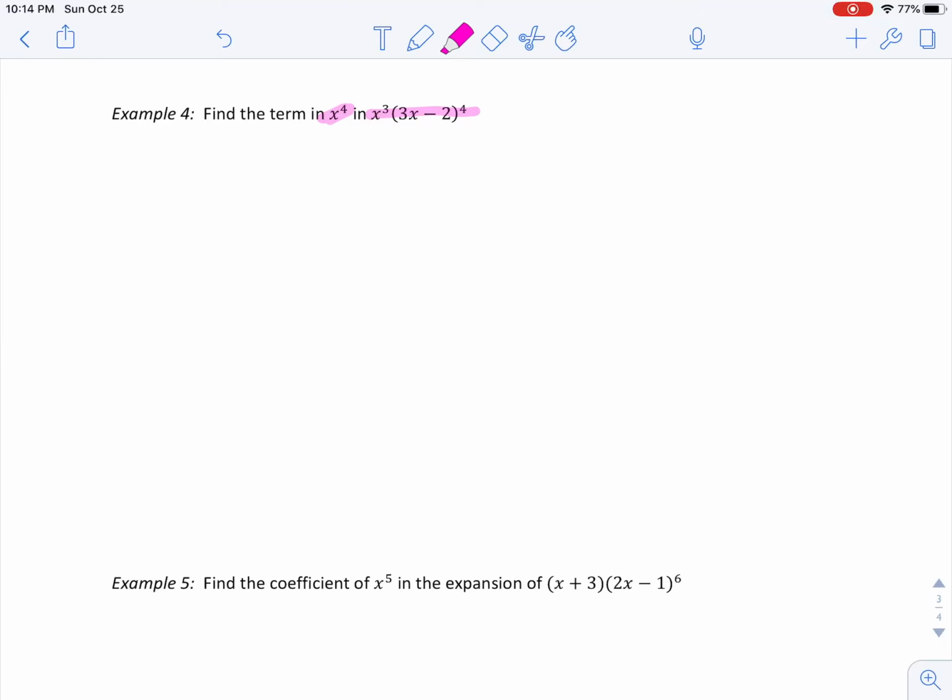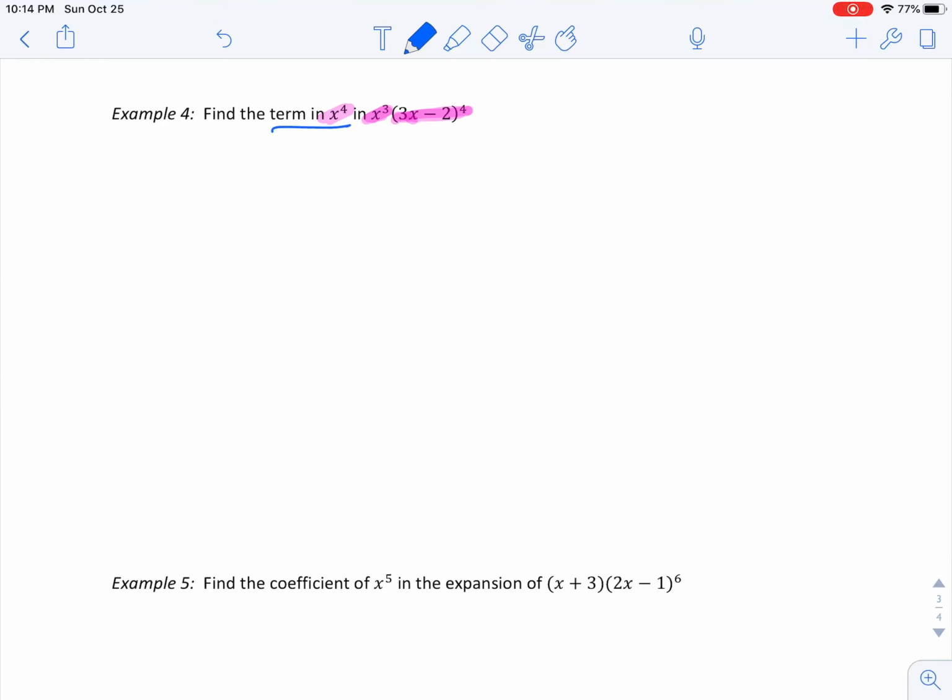So notice that this one's a little bit different because we have a binomial raised to a power, but then that's going to be multiplied times x to the third. And remember, order of operations tells us you do powers first, and then you would distribute the x to the third. So I want you to think about what that would look like.